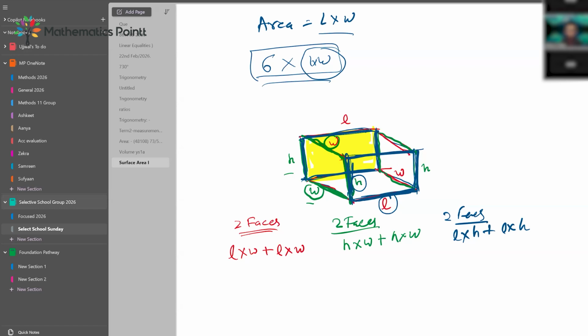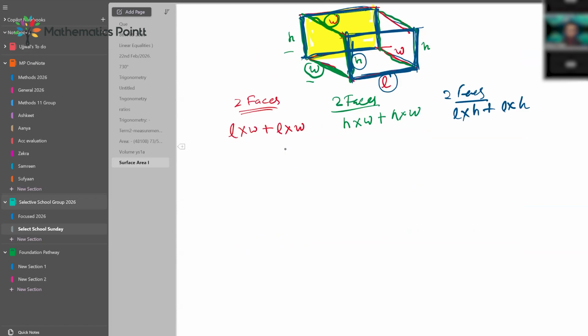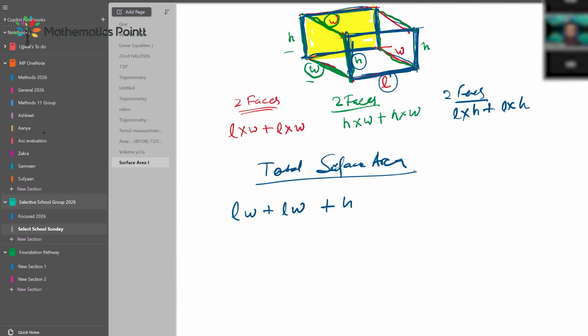So what is my total area? Surface area. I've calculated the individual areas. What is my total surface area? Total surface area. It is length times width plus length times width. And probably I'll use algebra more, right? LW plus LW plus HW plus HW plus LH plus LH.